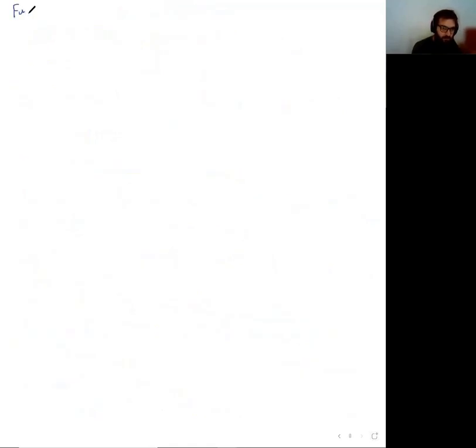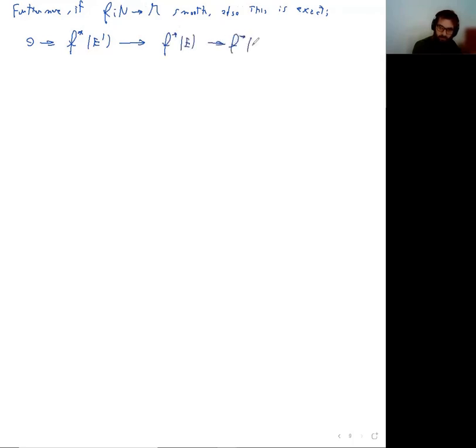So furthermore, if F from N to M is smooth, also this is exact: 0 goes to F star E prime, F star E, F star E second. So the pullback is again a covariant exact functor.